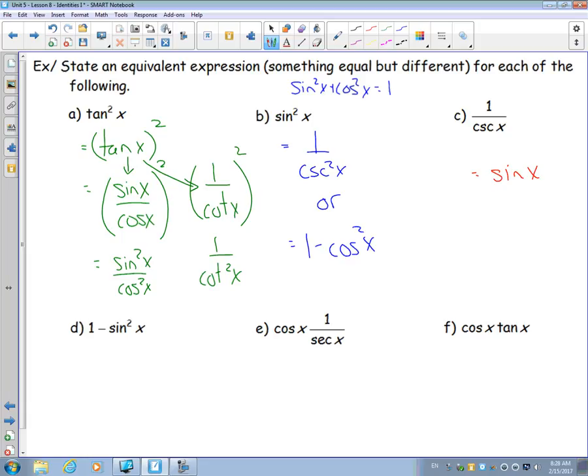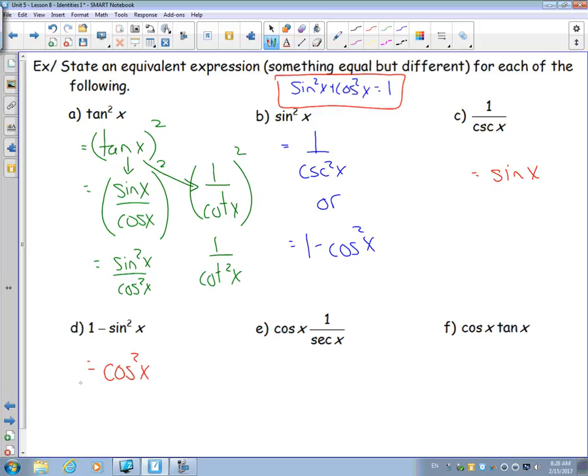There's not really a whole bunch of different versions for that one. Okay, how about 1 minus sine squared? Well, that looks like this, Pythagoras idea again. So if I rearrange that one, that would be the same as saying cos squared.